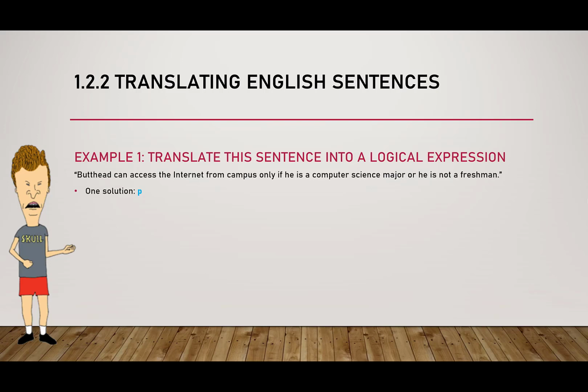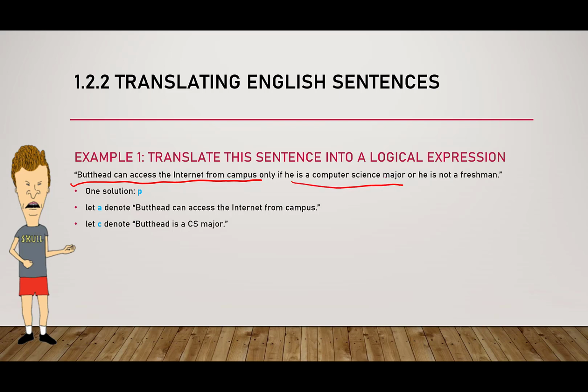So let's take a look at different pieces of the sentence and see if we can make a little bit more of a mathematical representation of this. Let's start off by letting A denote that Butthead can access the internet from campus. That's basically the first part of our sentence here, right? Okay, so that's part one. Next up, let C denote that Butthead is a CS major. So he is a computer science major. And then the last piece of it, let F denote that he is a freshman. Now notice this says he is a freshman, this says he is not a freshman.